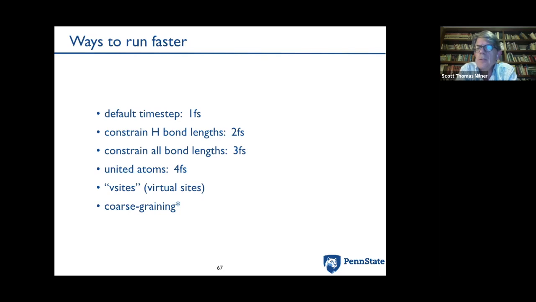Another thing you can do is to just throw away the hydrogens altogether. Maybe you don't even want to see them. I mean, if you're going to simulate decane, why not just represent the CH2 as a little ball? And the CH3 on the end is a little ball. Those are called united atoms, and you can do that with a certain loss of chemical fidelity.